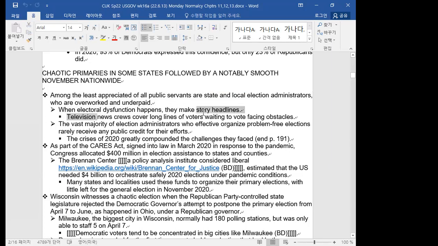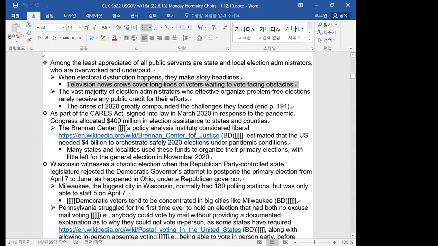Television news crews cover long lines of voters waiting to vote, facing obstacles. I don't know personally if I could stand in a long line for hours to vote, but there are people that do face this challenge in the US. And when you restrict, for example, voting access, you make fewer places for voting available in inner cities, in big cities like Atlanta, where Black people are concentrated. You make it more difficult for people to vote. And they're not going to stand in line for 1, 2, 3, 4 hours to vote, a lot of them. So that's the kind of battle over voting access that we have.